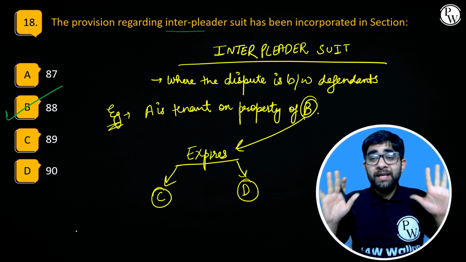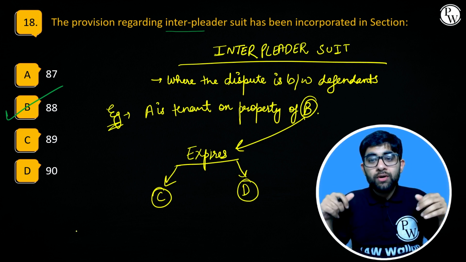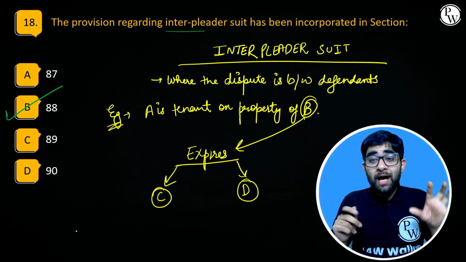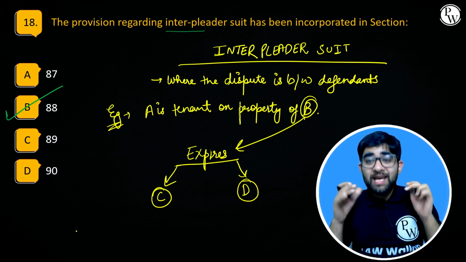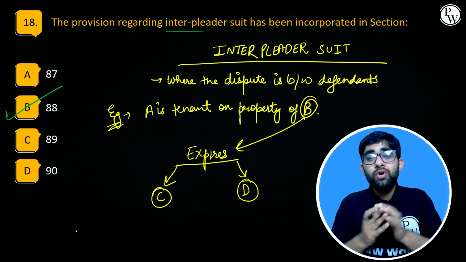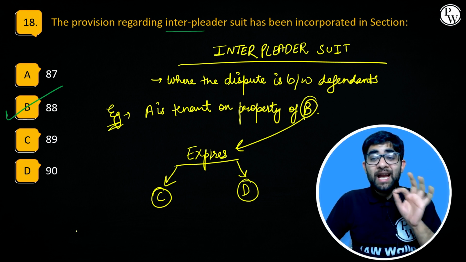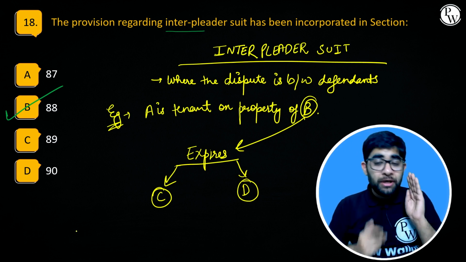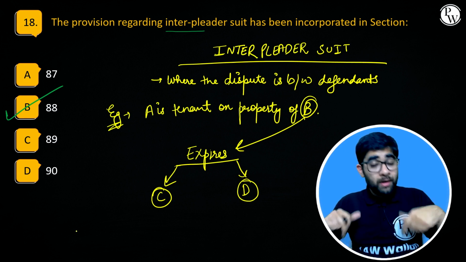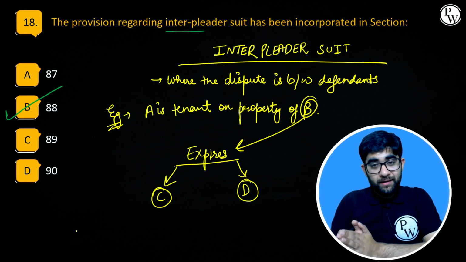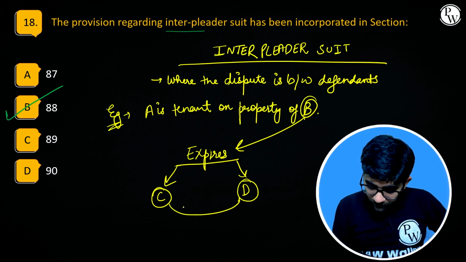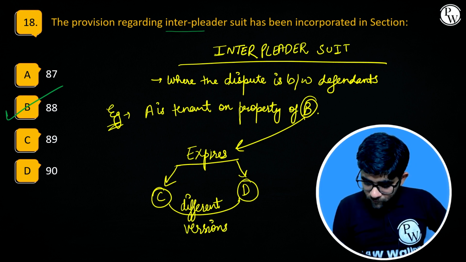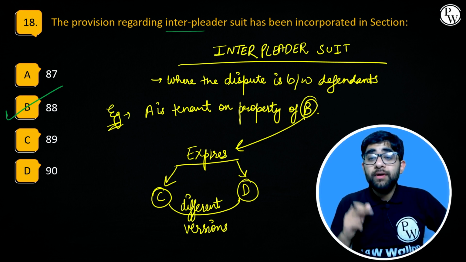He will say that I am the tenant of the property of B and I have no objection to giving rent to any one of them. So the court has to decide, and in this case C and D are not filing their written statement on the same line. They are fighting among themselves. So the dispute is between defendants only. A has filed because A needs to give his rent. So A files an interpleader suit against C and D, asking the court to decide to whom he shall pay the rent. All right. So this is an example of an interpleader suit.